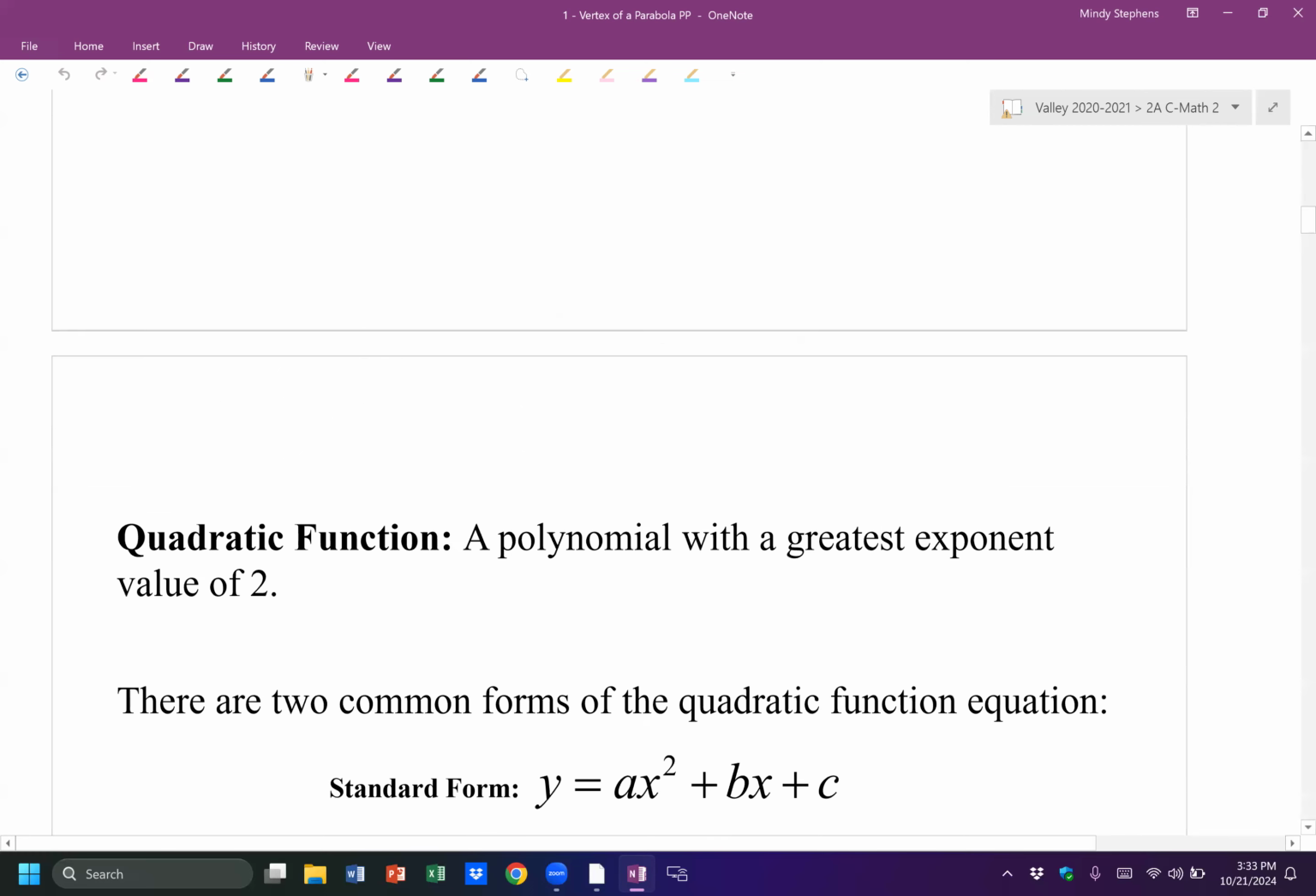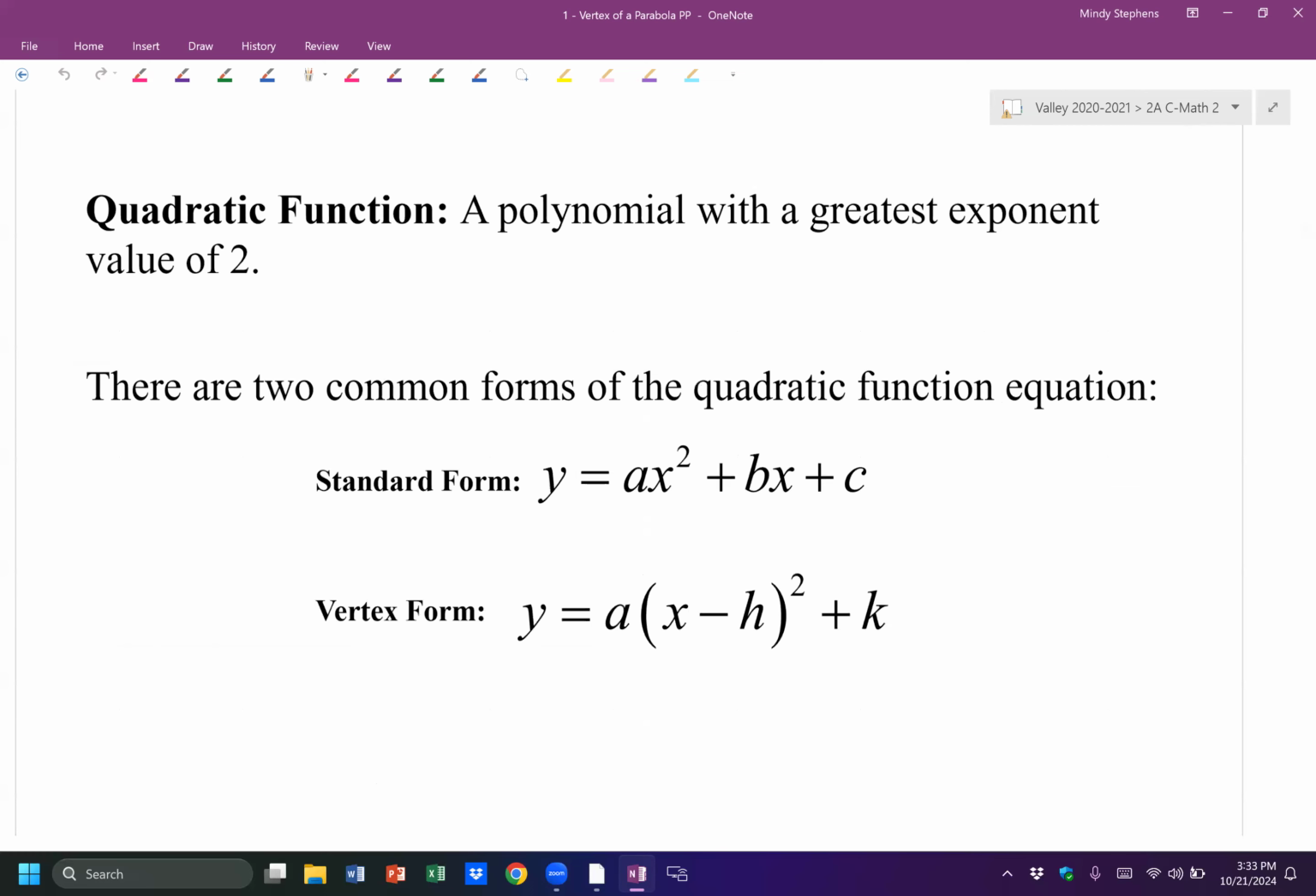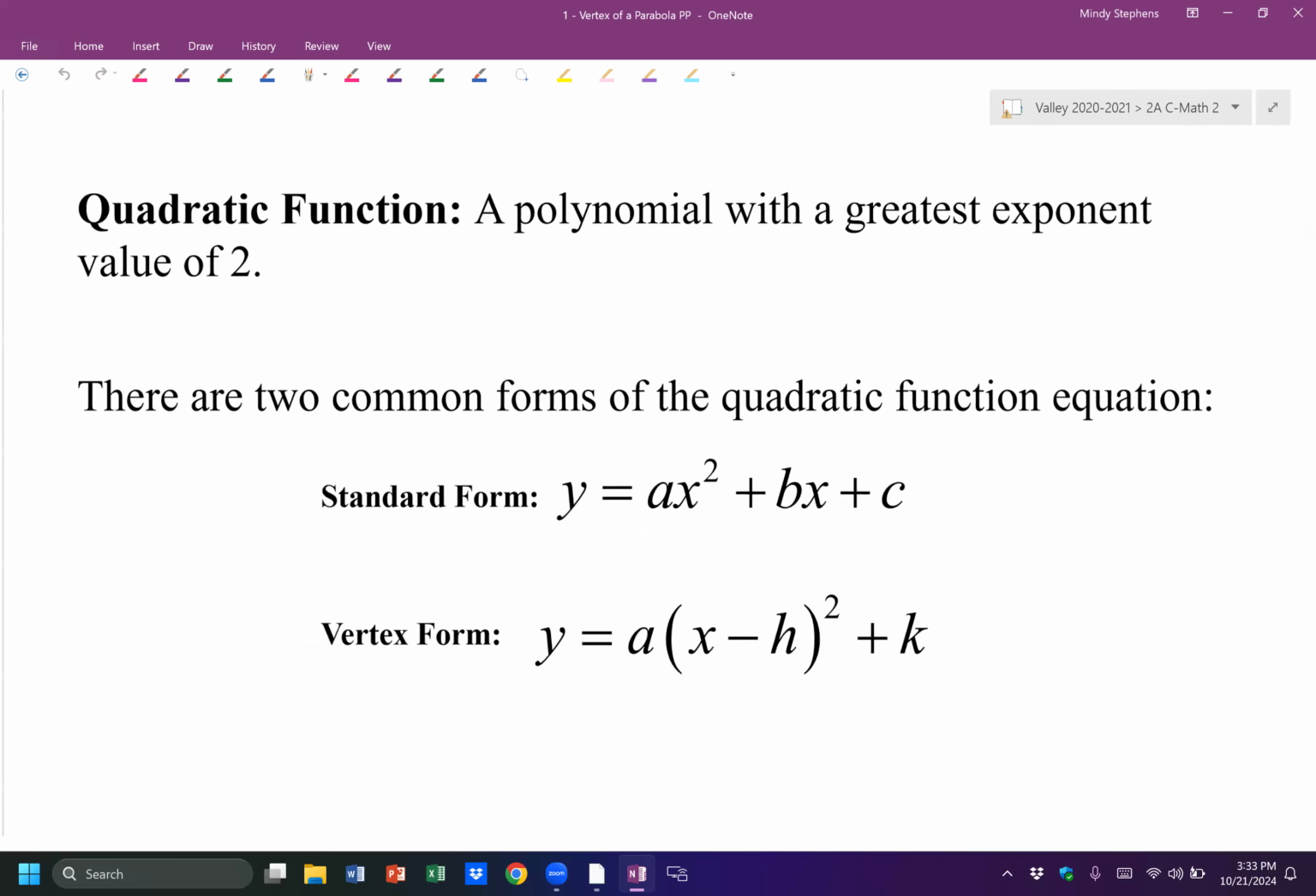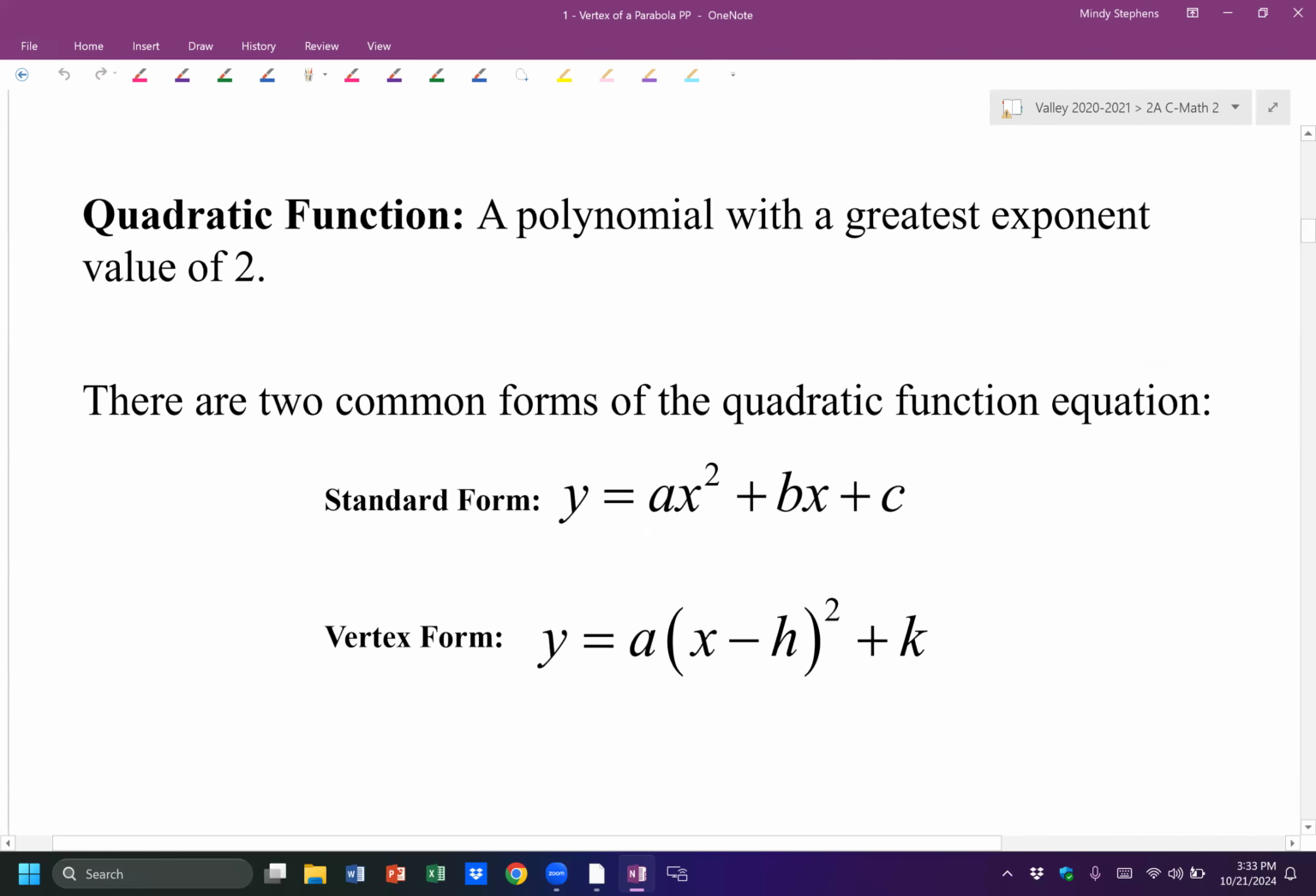The equation of a parabola is actually called a quadratic function. A quadratic function is a polynomial with a greatest exponent value of 2. So we're going to have an equation that has an x squared in it, x to the second power. The biggest exponent is going to be a 2. It could look something like this. This is just an example of what it would look like.